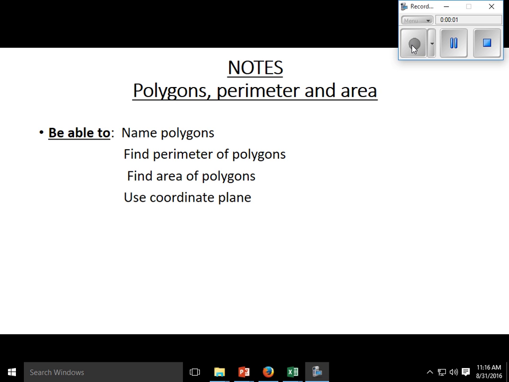Perimeter and area. What we're going to cover today: naming polygons, finding the perimeter. How do you find the perimeter of a polygon again? Add up all the sides. All right, so perimeter is the distance around the outer edge. Give me an example of when you need to find the perimeter of something in real life. Fence. When you're putting up fence. Is that the perimeter?